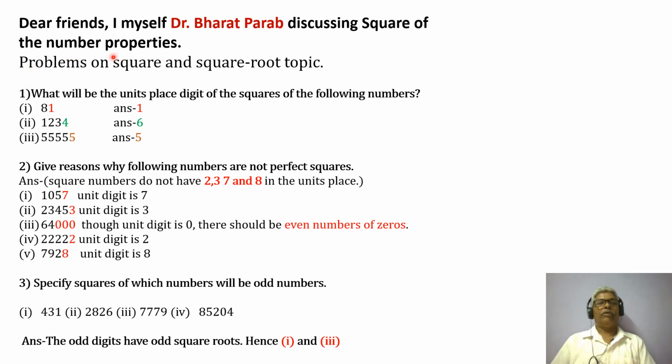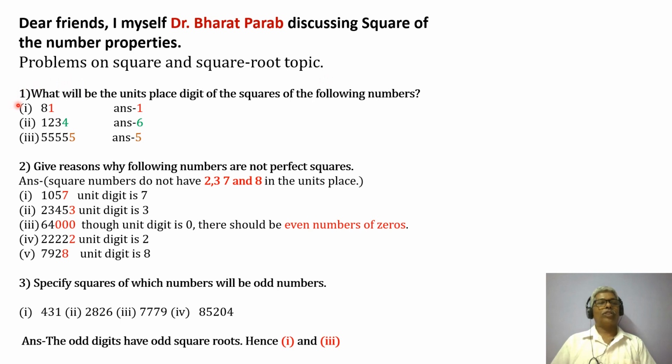Okay, we have a square of some numbers. It carries certain properties, and the different squares carry certain patterns. So, after having studied all these properties and patterns in the previous section, we are into the problem solving phase of the square of numbers. Okay, so problems on square and square root topic.